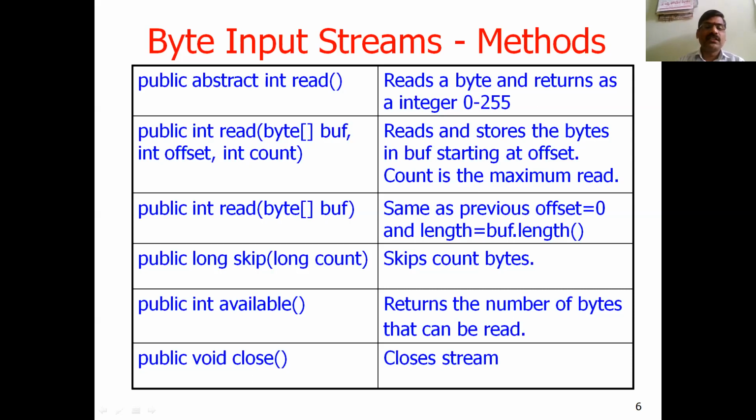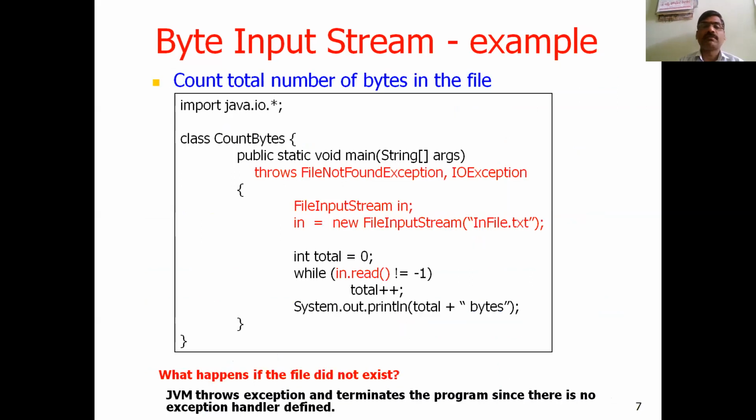And the remaining three methods provided in the input stream are the skip method, which takes a count argument. So it skips the count number of bytes from reading. Then available, which returns an int, the number of bytes that can be read, how many bytes we have to read, will be returned by the available method. And the next method is the close method, which is used for closing the stream.